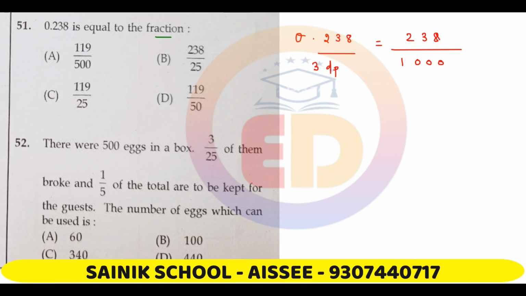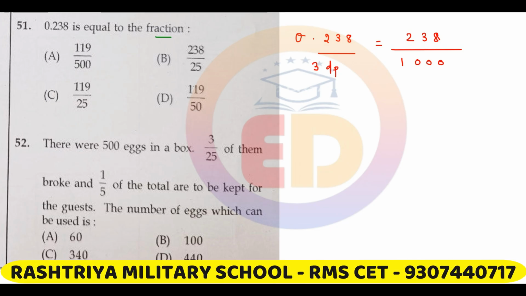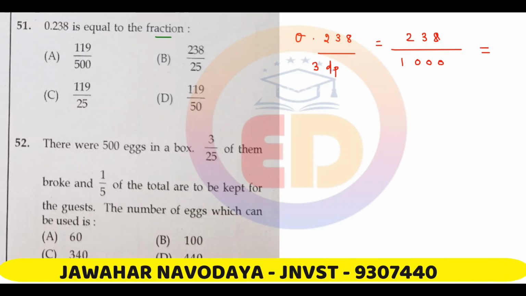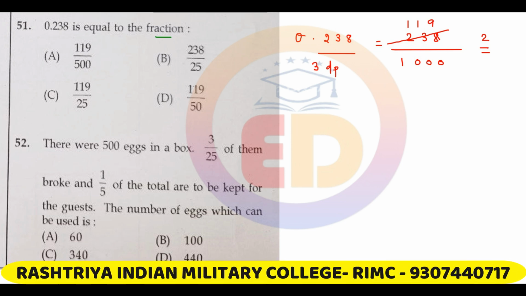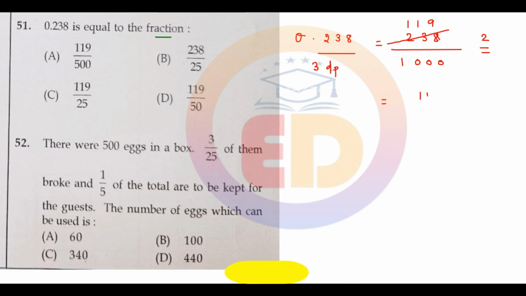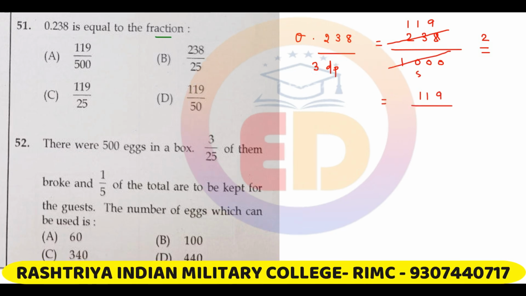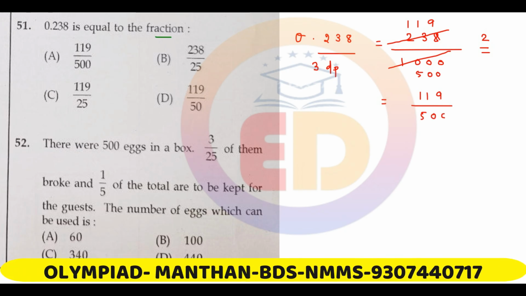Now we will convert this to the lowest term. We will divide this by 2. 2 ones are 2, 2 ones are 2, 2 nines are 18. So I get 119 in the numerator, and 2 5s are 10, and we place 2 zeros. So 500 is our denominator.